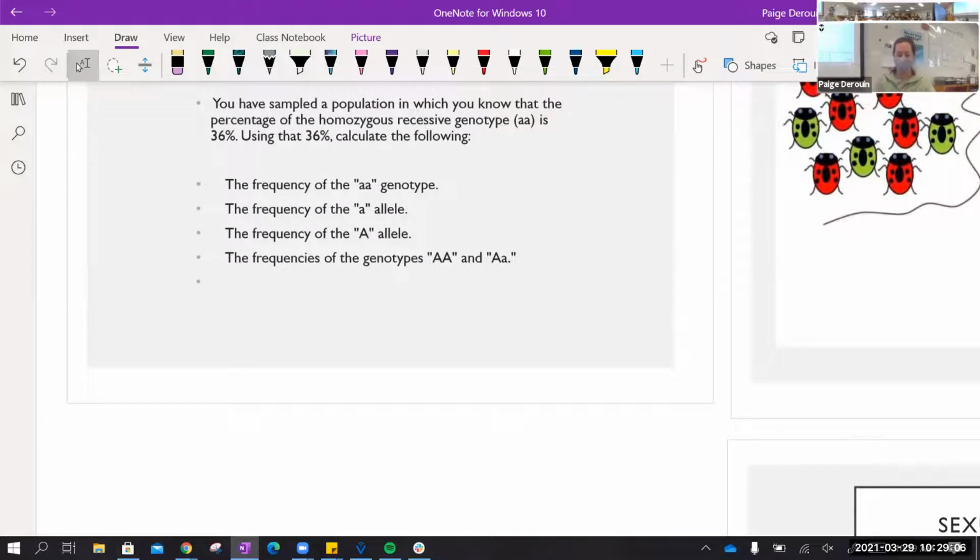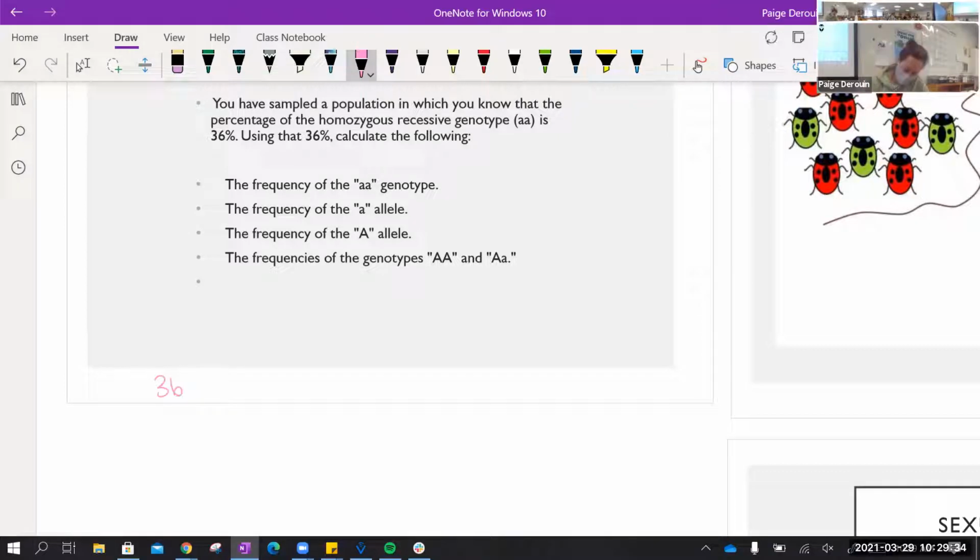So you've sampled a population in which you know that the homozygous recessive genotype is 36%. Using that 36%, calculate all these things. This one is nice because it gave you the recessive to start with. So there's no way that you can get confused or lost in the sauce, because it only gave you the recessive to start with. The number one thing you need to do is go ahead and turn your percents into decimals. Okay, we're not using percents, we're using decimals.